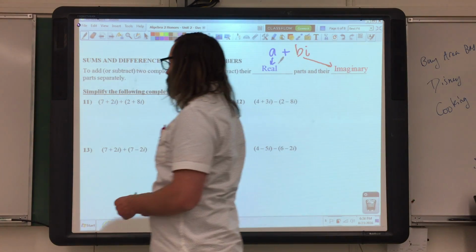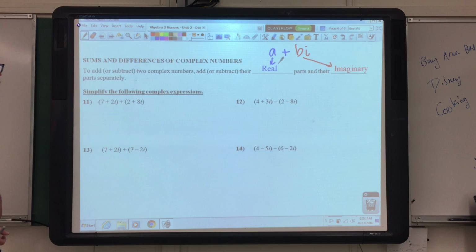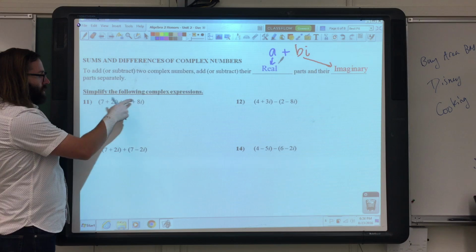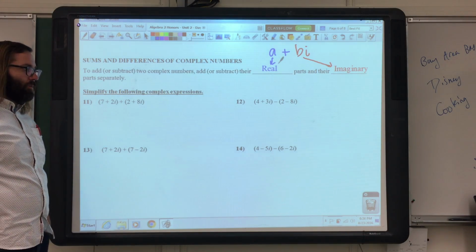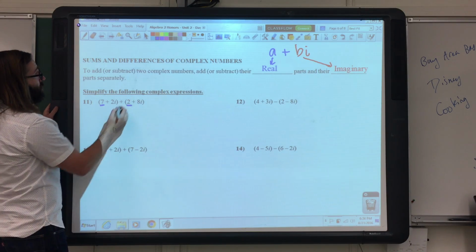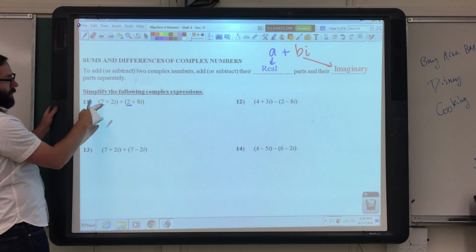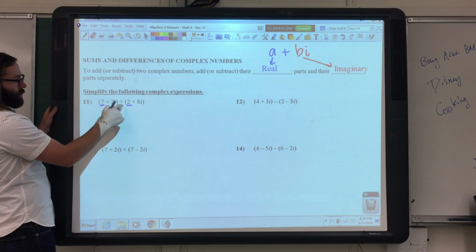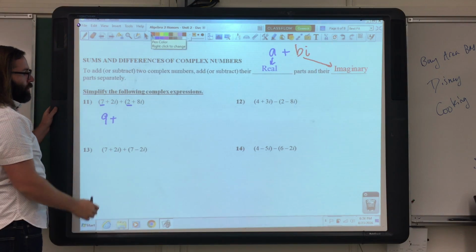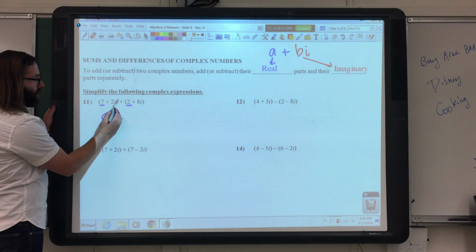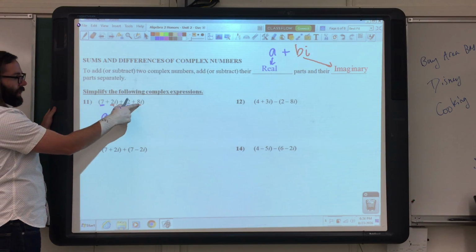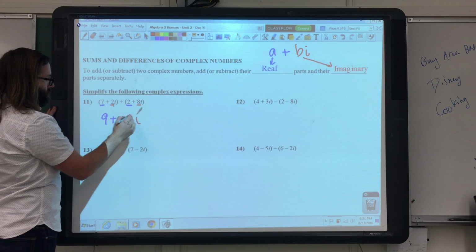You cannot add them together. It's kind of like terms. Basically just like if this was an x and an x, you have to combine like terms. So over here, our real part is a 7 and 2. So when you do 7 plus 2, you get 9. Come over here, your imaginary part is the 2 and the 8. So 2 plus 8 would give you 10i.